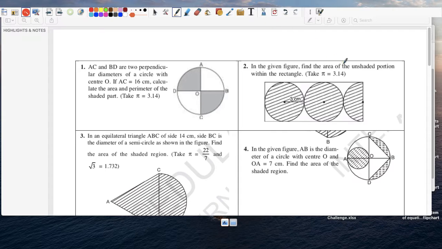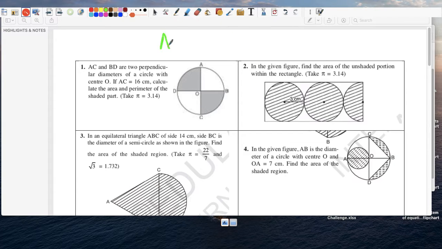Find the area of the unshaded part. Okay, so we want the unshaded part. So pretend you had a rectangle and you punched 2.5 holes through it. What you're left over with is the piece of paper, right? The white part of the paper. So how much are you left with? Let's find out.